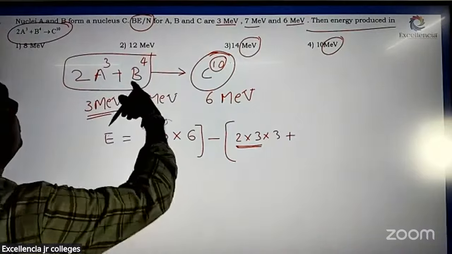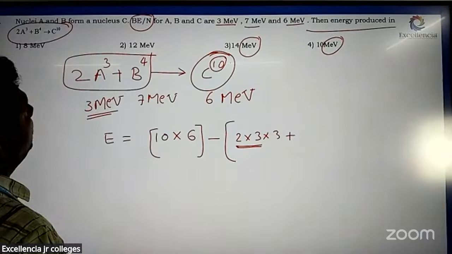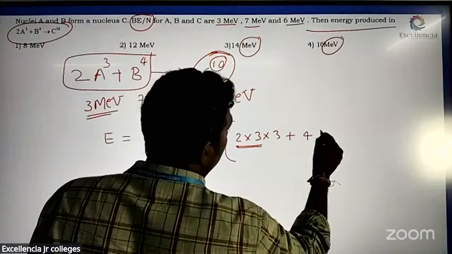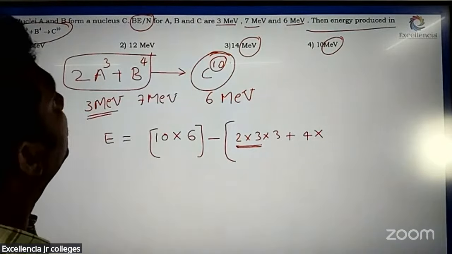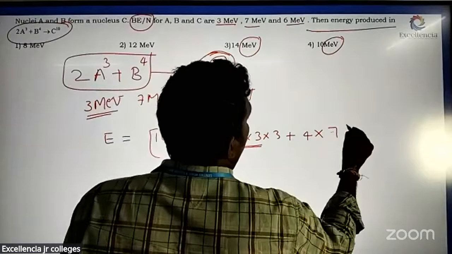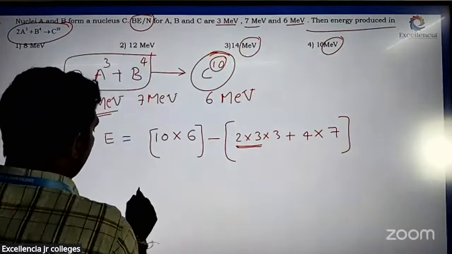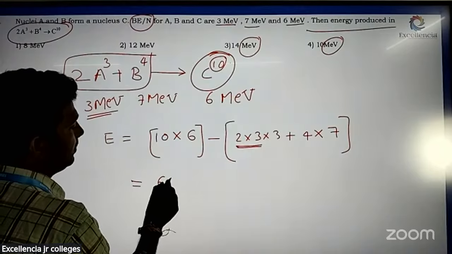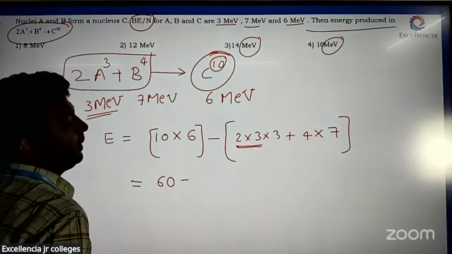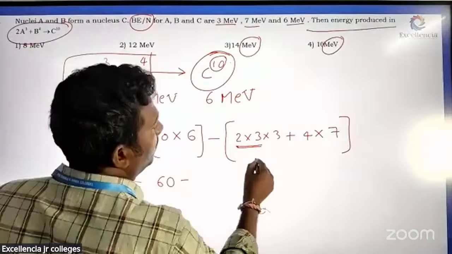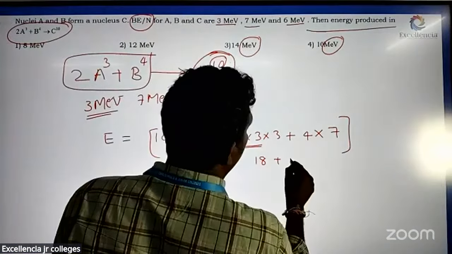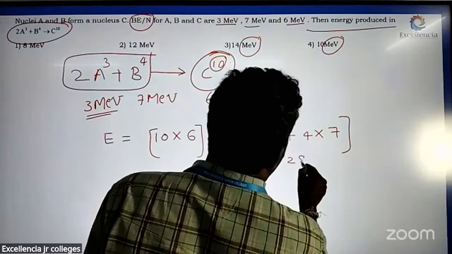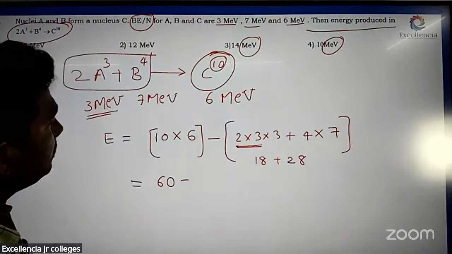So how much is it? The total number of nucleons for B will be 4, so 4 into, and the binding energy of B for each nucleon will be 7. So now this will be 60, students, minus how much we are getting here. This will be 80 and this will be 20. How much will it be?